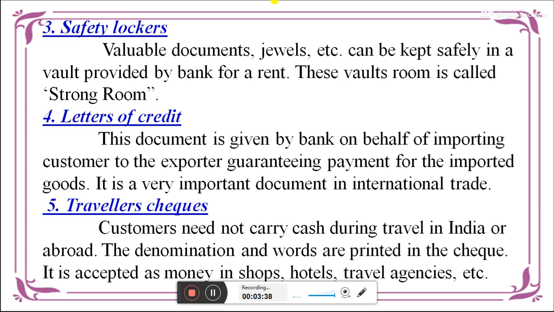Next, traveler's cheque. Customers need not carry cash during travel in India or abroad. The denomination is printed on the cheque. It is accepted as money in shops, hotels, travel agencies etc. These are traveler's cheques.